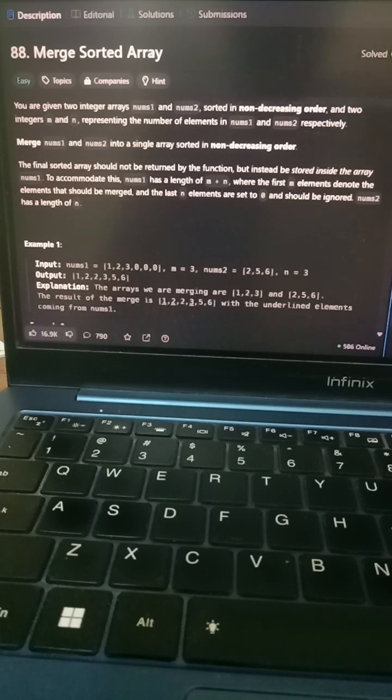Today we will be solving our second question of the 150 most important problems on LeetCode. It's LeetCode problem number 88, Merge Sorted Array. It's an easy question. Let's read the problem statement first.